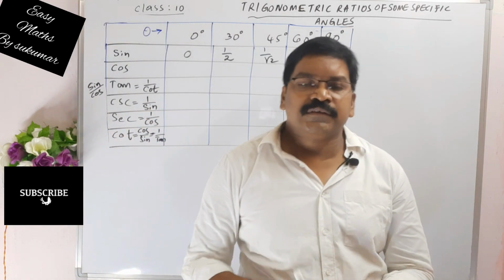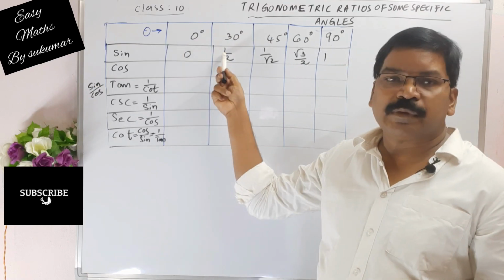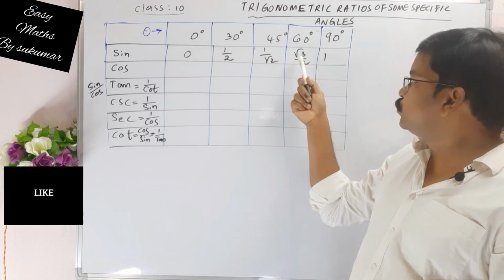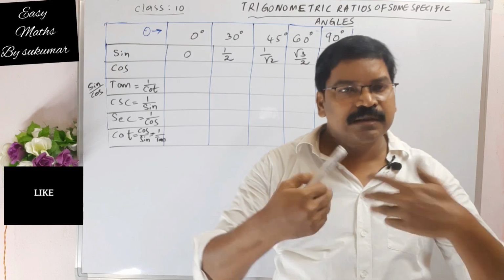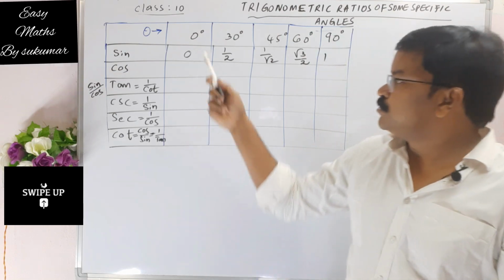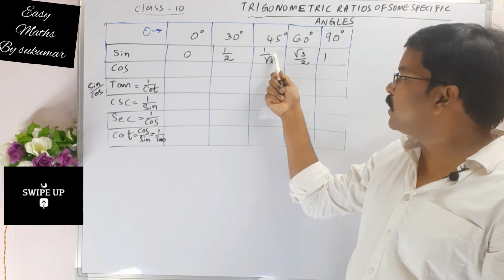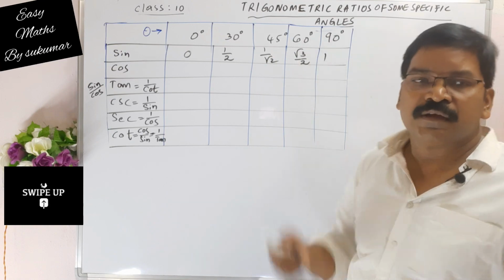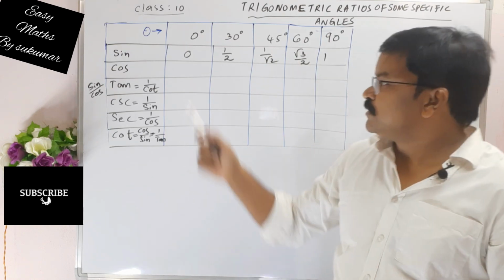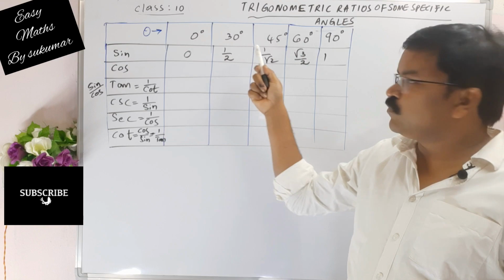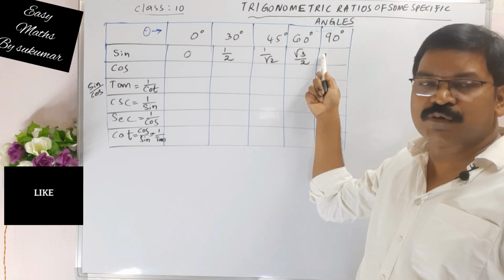Right. Let us repeat. 0, 1 by 2, 1 by root 2, root 3 by 2, 1. Please repeat after me.